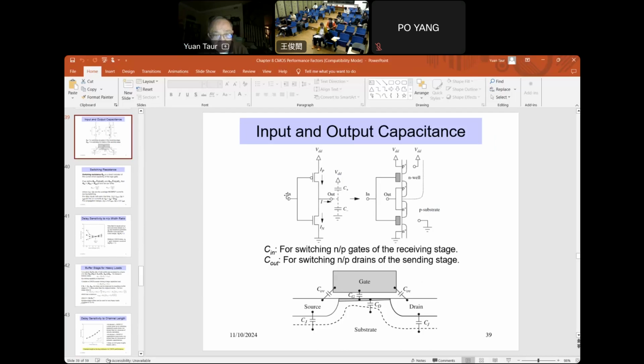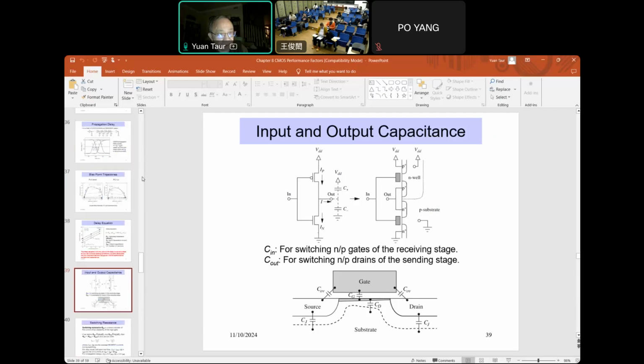Let's see. Okay, so let's say the input is going from low to high, which turns on the MOSFET. The output is at VDD, but it's going down. In this case, you have a Miller capacitance. So this C overlap effectively slowed down the delay by more than one C overlap. It's more like two C overlap. That's called the Miller effect. Because when you try to switch, the drain is going down instead of being constant.